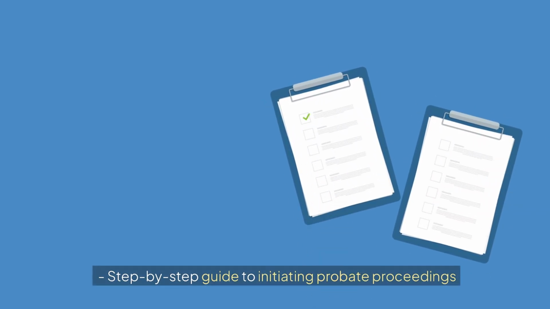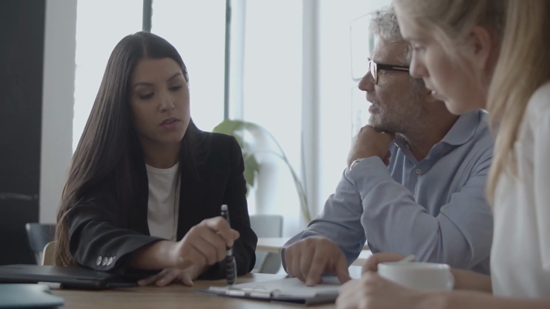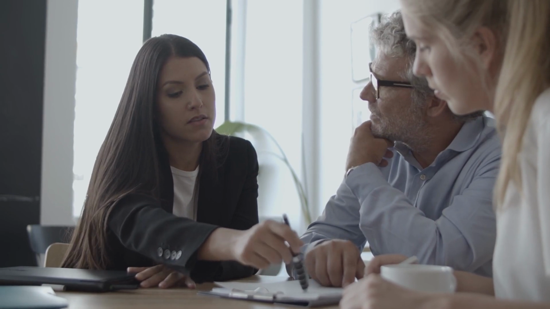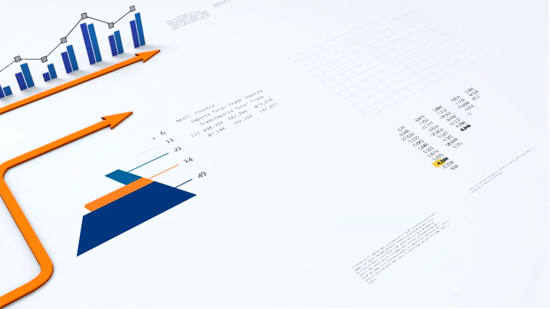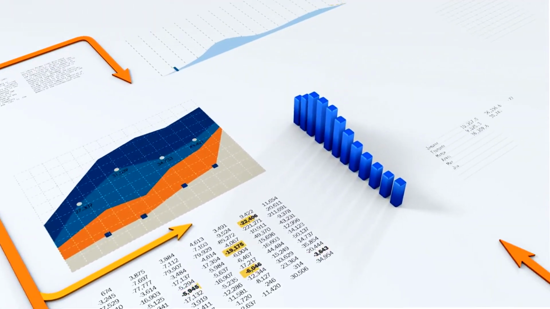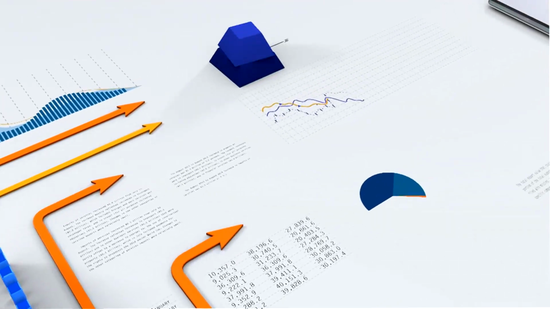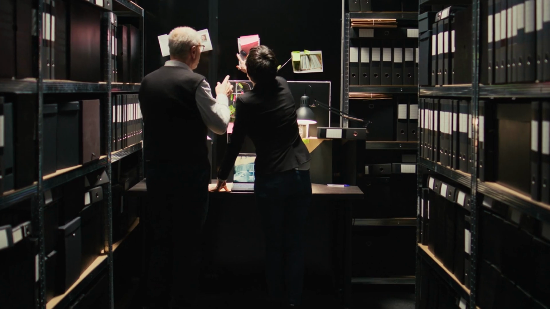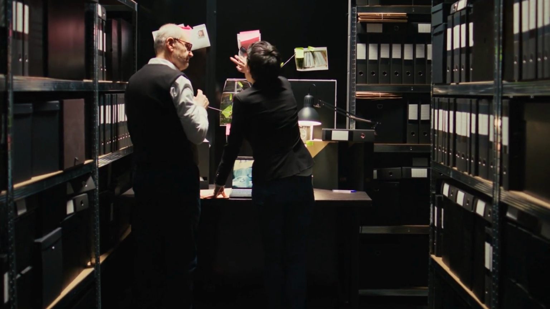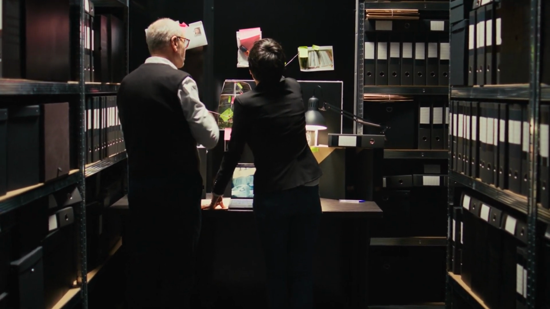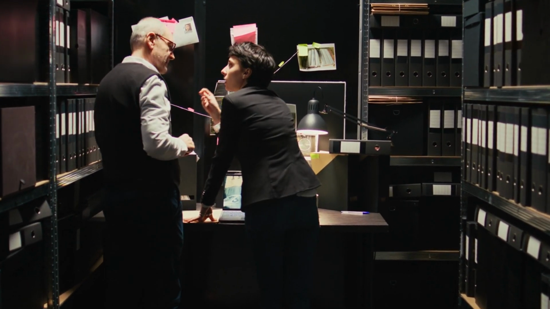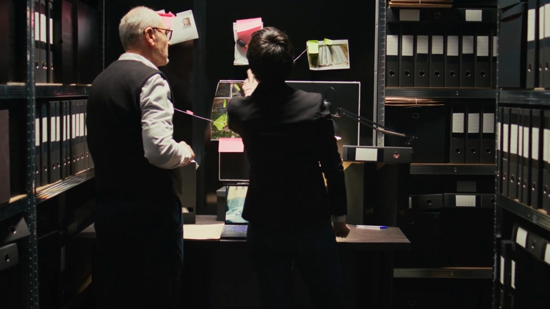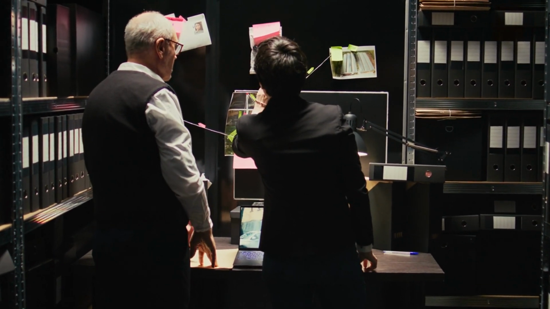Step-by-step guide to initiating probate proceedings. Initiating probate proceedings can be a complex and overwhelming process, especially for those who are not familiar with legal matters. This step-by-step guide aims to provide a clear and concise overview of the necessary steps involved in starting the probate process. 1. Gather important documents. The first step in initiating probate proceedings is to gather all the important documents related to the deceased individual, including their will, death certificate, financial records, and any other relevant paperwork.